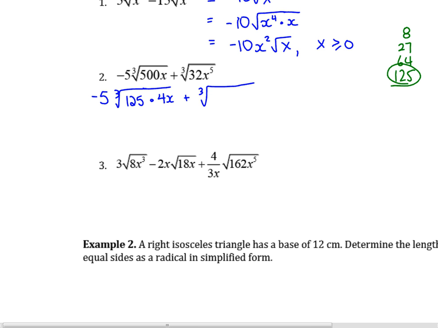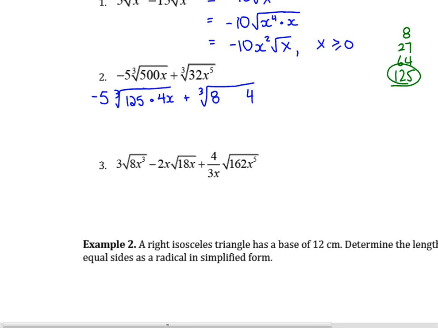Which one of these perfect cubes goes into 32? 8 times, no, 8 times 8 is 64. 8 times 6, no. 8 times 4. There you go. Now I'm leaving some space here because I also want to break down x to the 5th.